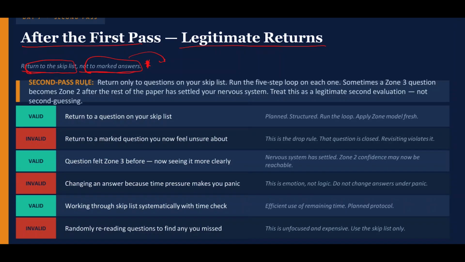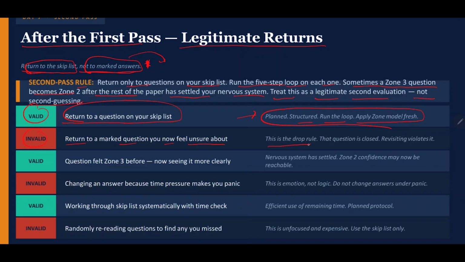So, second pass rule. Return only to questions on your skip list. Run the 5-step loop on each one. Sometimes a zone 3 question becomes zone 2 after the rest of the paper has settled your nervous system. Treat this as a legitimate second evaluation, not second guessing. So, valid: return to a question on your skip list. Planned, structured, run the loop, apply the zone model freshly. Invalid: return to a marked question you now feel unsure about.